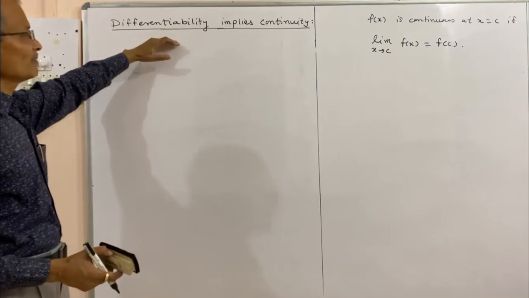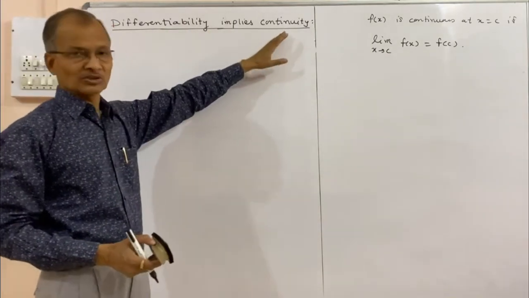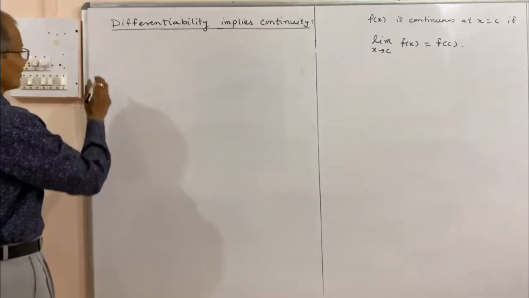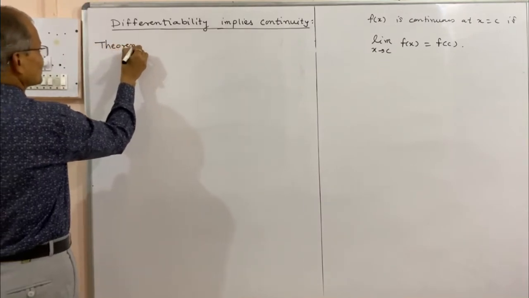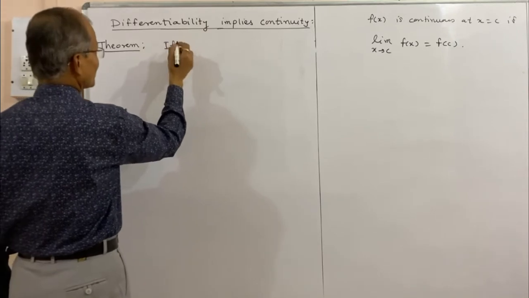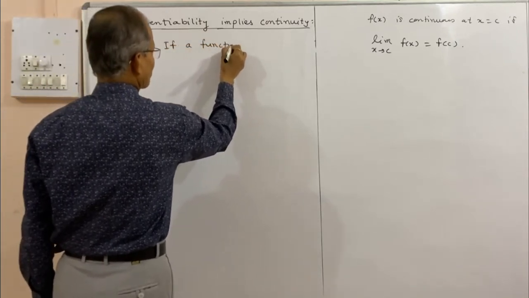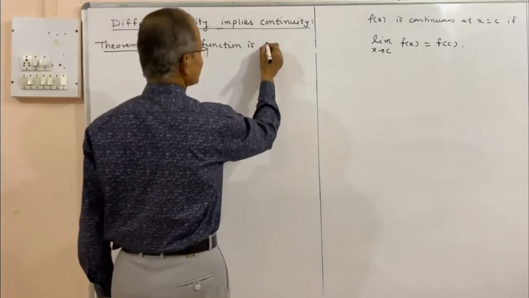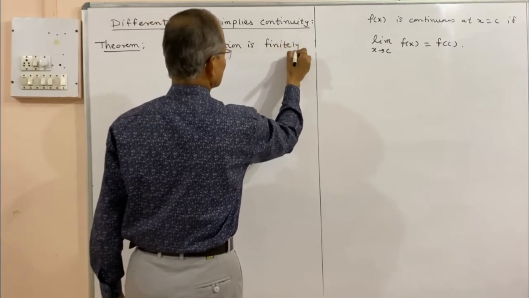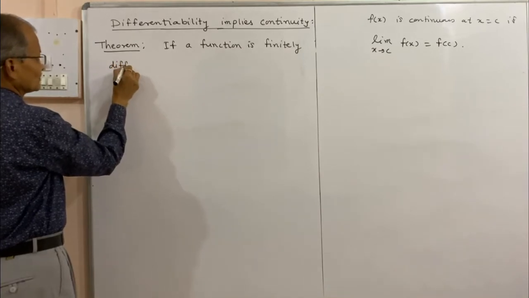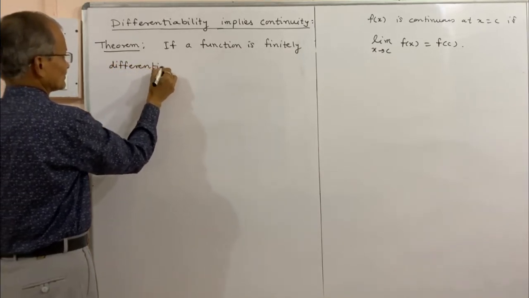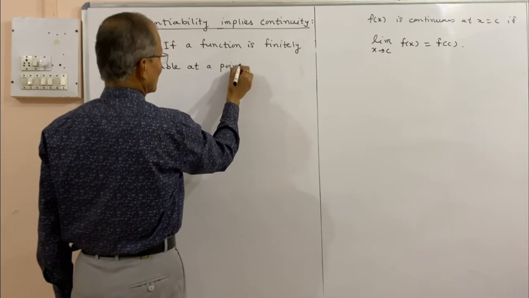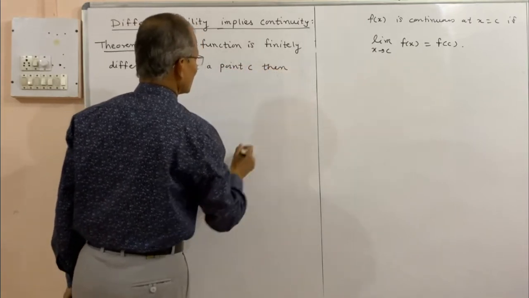We just define what is the differentiable function, and the differentiable function implies continuous function. If function is differentiable, then it is continuous. That is the meaning of this. So we write this as a theorem. If a function f is finitely differentiable at point c, then it is continuous at c.